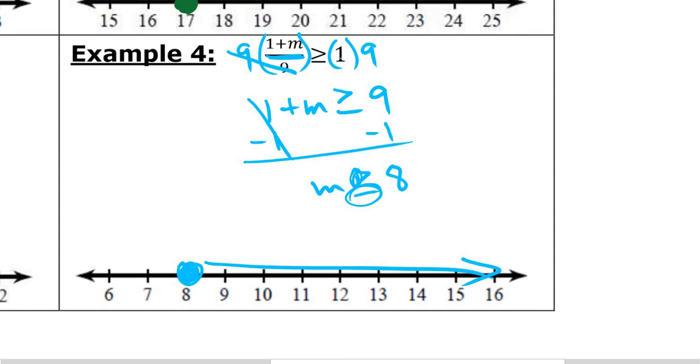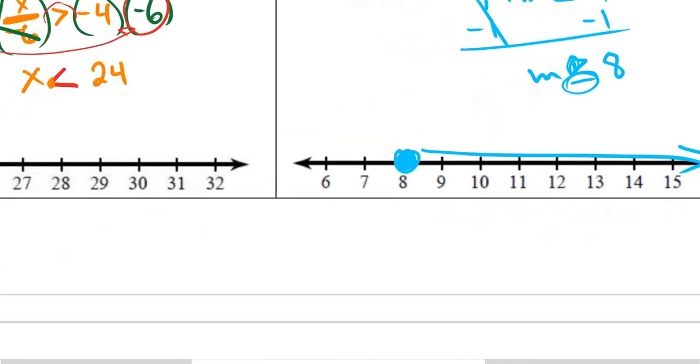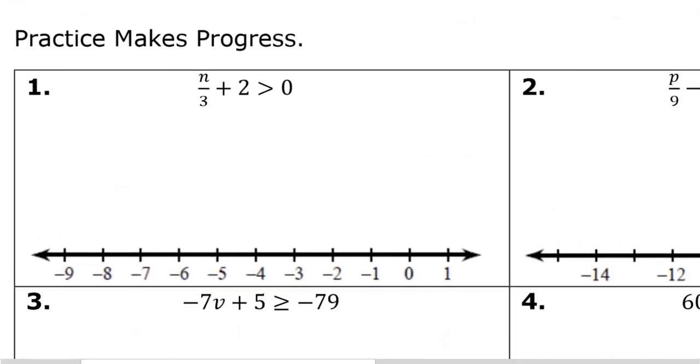All right. At this point, you are going to get your classwork started, so flip to the back of the page and start on number 1.